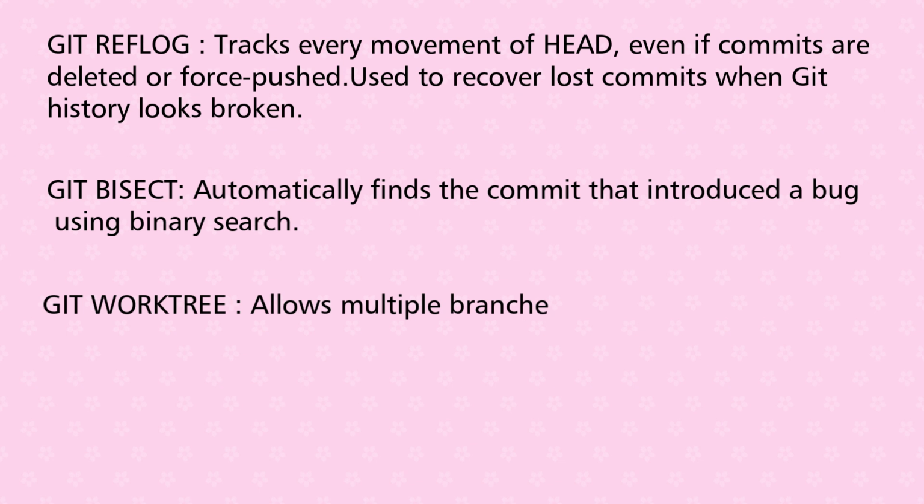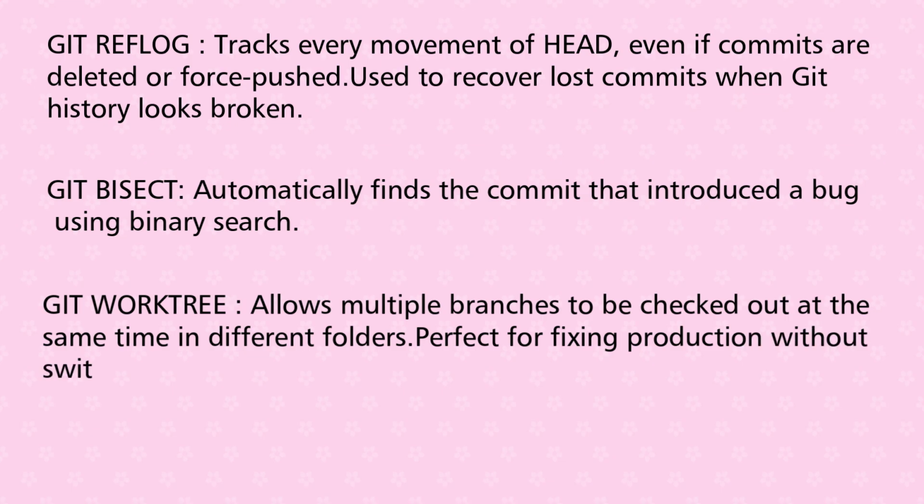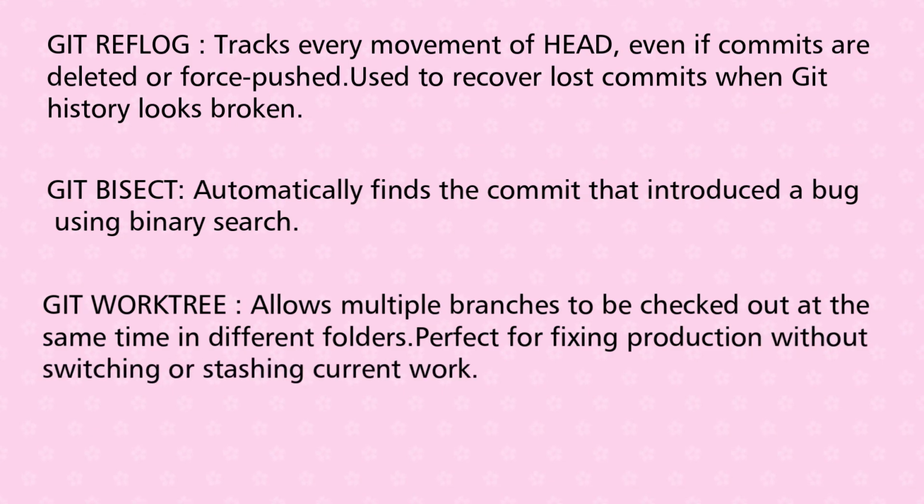Lastly, we have seen worktree. It allows multiple branches to be checked out at the same time but in different folders. It is perfect for fixing production without switching or stashing current work. As a bonus, we have also seen stash keep index. It stashes only unstaged changes while keeping the staged files intact. It is used when you want to commit a clean hotfix under some pressure and you don't want to change the main branch as well.